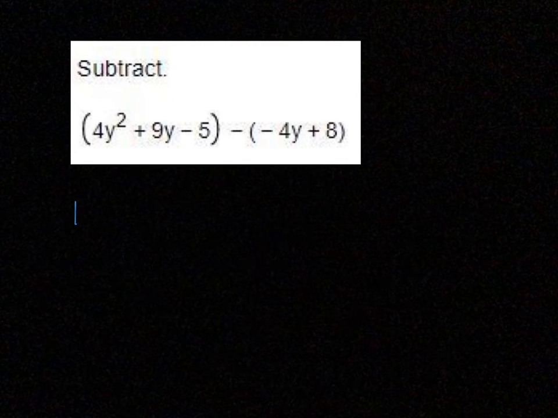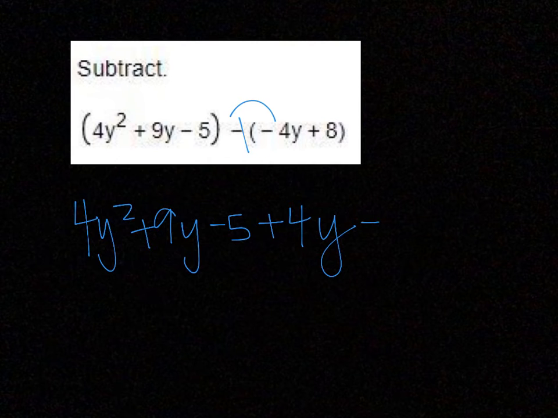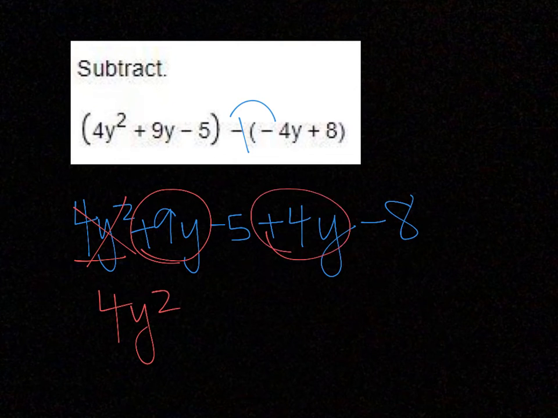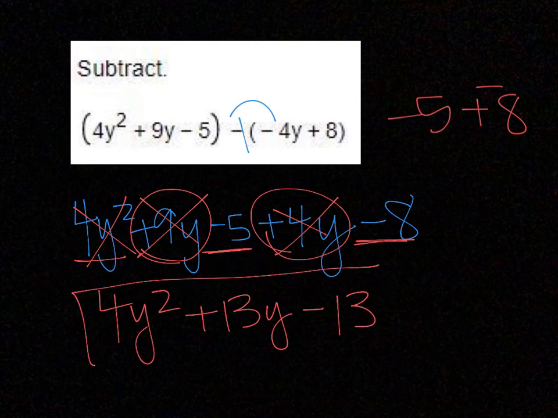We're starting out with our 4y squared plus 9y minus 5. Then we're distributing this -1. So -1 times -4 is positive 4y. -1 times positive 8 is -8. Now we're going to combine our like terms. 4y squared has no friend, so it's just 4y squared. 9y plus 4y is a positive 13y. And then -5 and minus 8. So -5 minus 8, you can go do if that helps, gives me a -13.